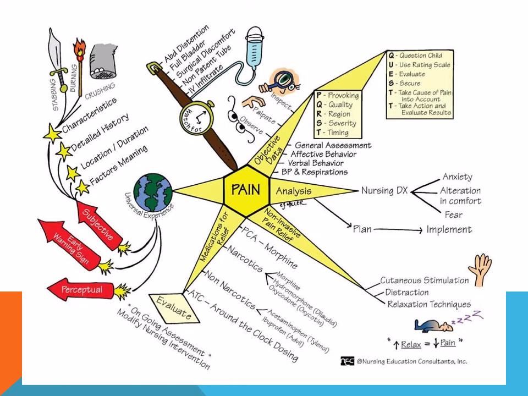There's a clock there, and it has some symptoms showing abdominal distension. The causes can be abdominal distension, full bladder, surgical discomfort, or there is an IV which has infiltrated, or there is any tube on the patient's body which is non-patent and it's causing the patient's pain. So this is a very quick snapshot of all the elements surrounding pain.